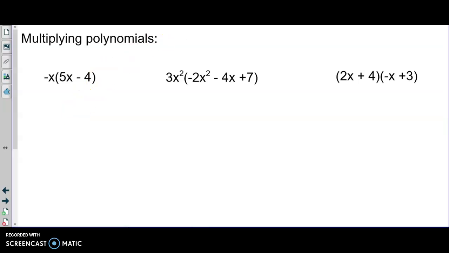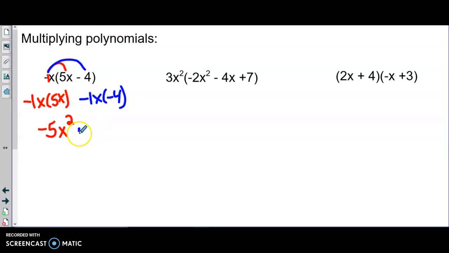All right, multiplying polynomials. For this first one, I'm just going to go ahead and distribute. Now remember, if you don't see a number there, that's a 1, so a negative 1x. So negative 1x times 5x, that's going to give me a negative 5, and there's 2 x's, so it becomes x squared. And then we have negative 1x times negative 4. Negative times a negative is a positive 4, and there's just 1x, so I would just write down 1x. Those are not like terms, so I can't simplify that any further.